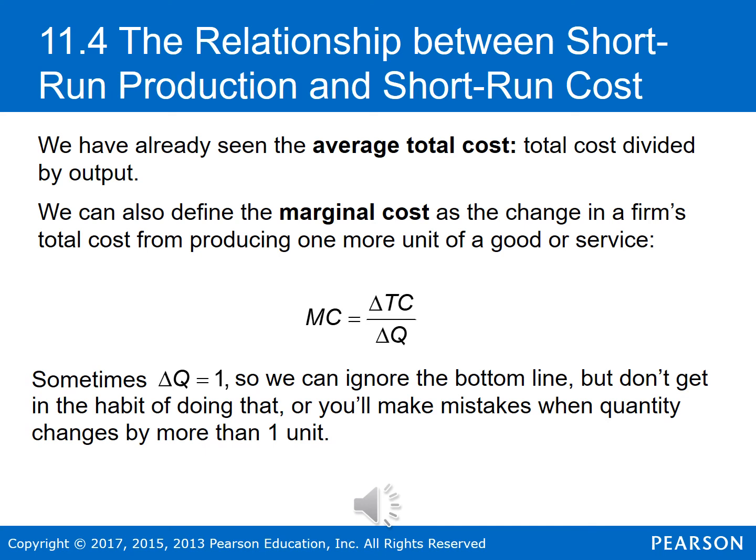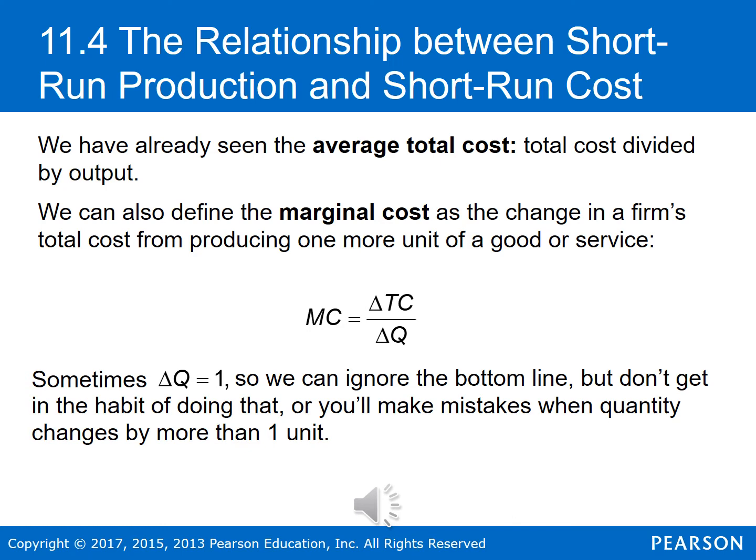In the last section, we've seen that the average total cost is the total cost divided by output. We can also define the marginal cost as the change in a firm's total cost from producing one more unit of a good or service. So with the formula we have below, marginal cost equals the change in total cost divided by the change in the quantity. Remember the little triangle, that's the Greek letter delta. That symbol means the change in.